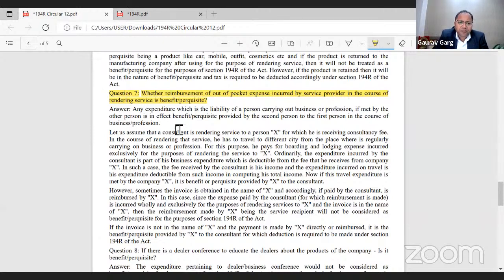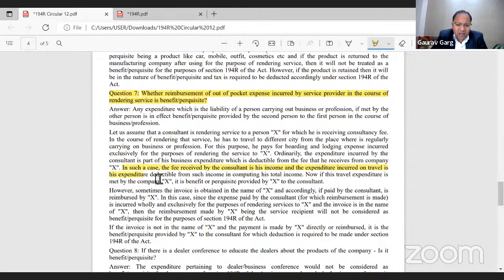So let's read the answer. Any expenditure which is the liability of a person carrying out business or profession, if met by another person, is in fact a benefit or perquisite provided by the second person to the first person. Let us assume that a consultant is rendering service to person X for which he is receiving consultancy fee. In the course of rendering that service, he has to travel to a different city from the place where he is regularly carrying on business or profession. For this purpose, he pays for boarding and lodging expenses incurred exclusively for rendering the service to X. Ordinarily, the expenditure incurred by the consultant is part of his business expenditure, which is deductible from the fee that he receives from the company X.